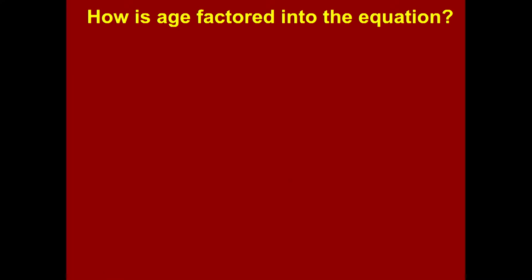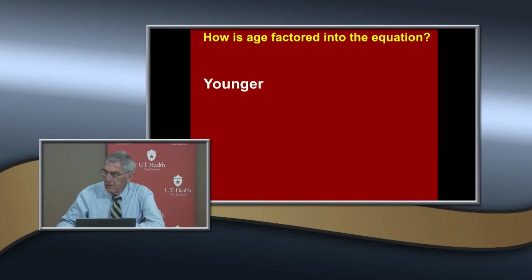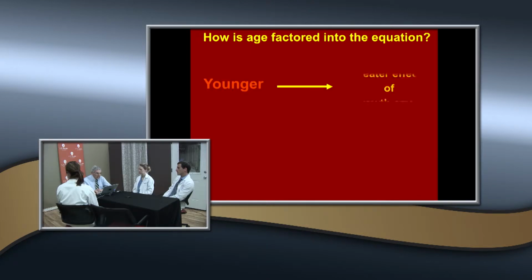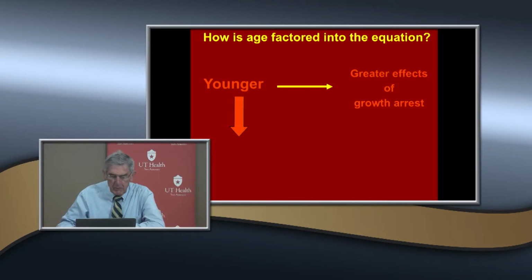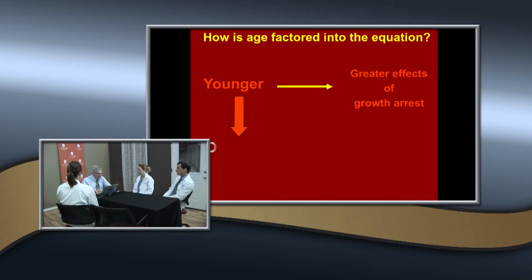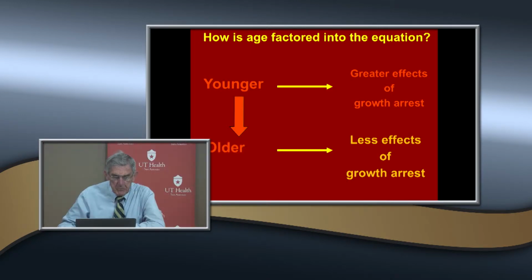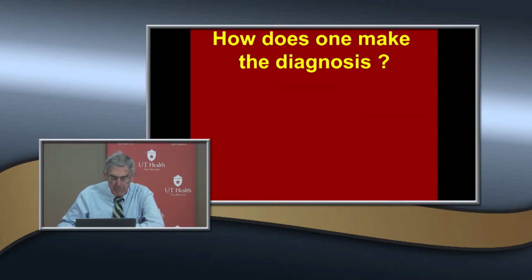So, what about age? Does it really make a factor? If it's younger and you have a growth arrest, then their deformity will be more severe? That's right. There are greater effects of the growth arrest. As they get older, say the patient is 15 or 16 and has a growth arrest, there's not as much of a problem because there's not much growth left. It's pretty well closed down and it doesn't need to be treated.